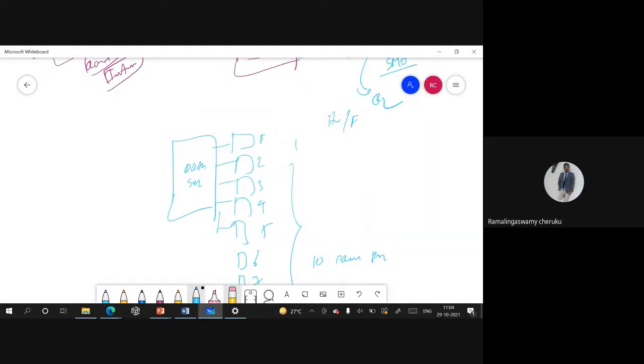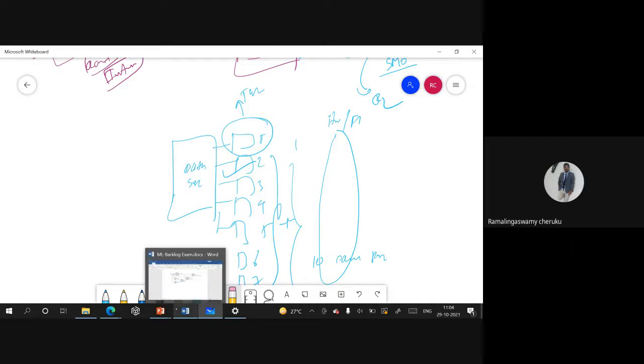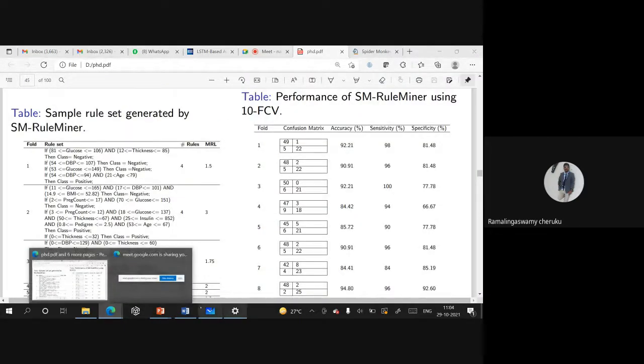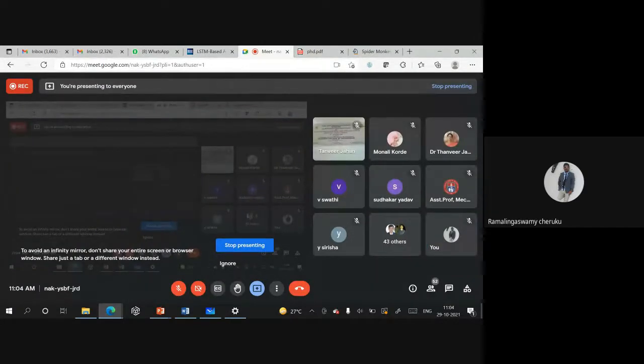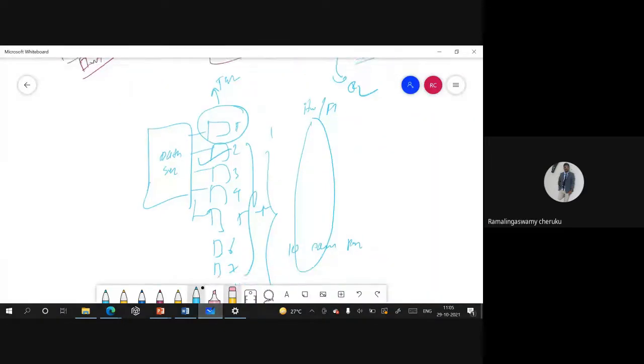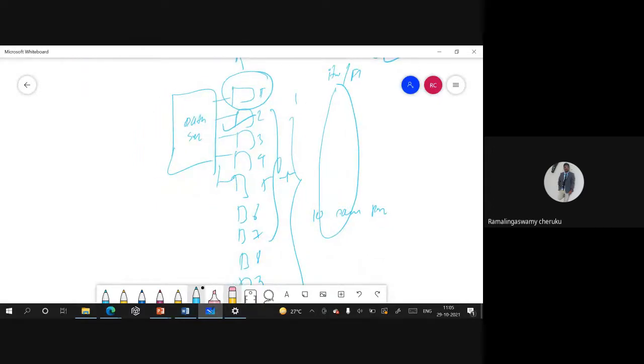In iteration one, this is called fold one, we make the first fold the testing set and the remaining 9 the training set. In fold 2, you make the second fold the testing set and the remaining 9 the training set. In the tenfold cross validation, for fold one you will have one set of performance values, in fold two you will have another, and at the end you take the average of all of these. This is how 10-fold cross validation works.